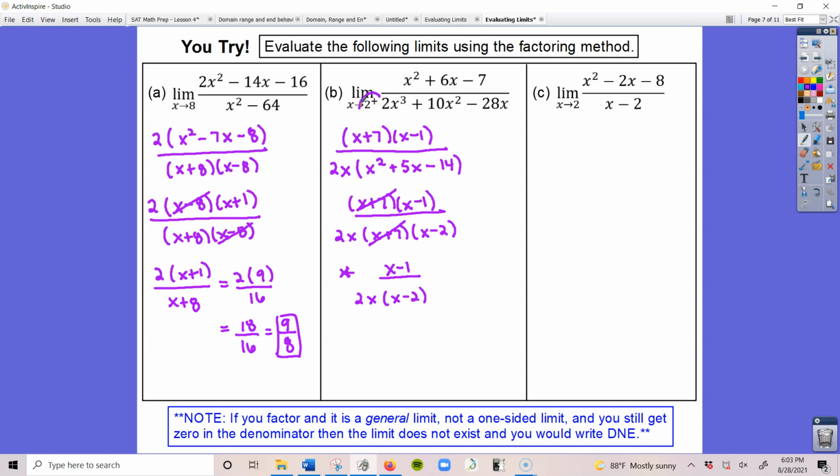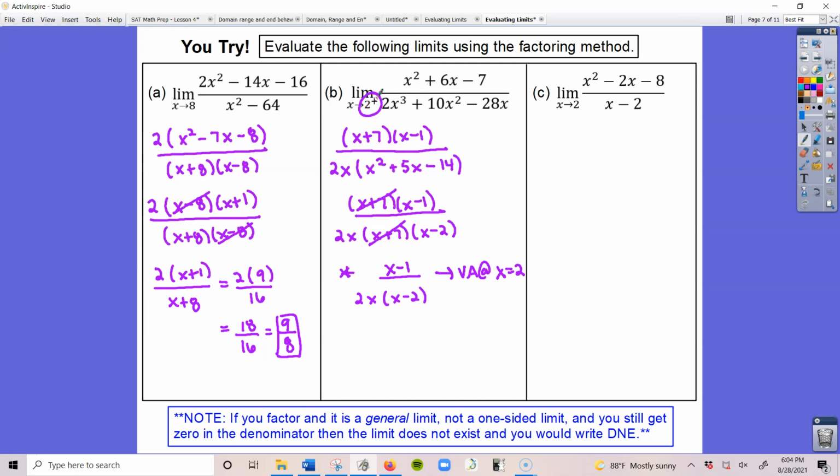If I look at what my limit is approaching, it says 2 from the right. So if it's a one-sided limit, we need to get an answer. One-sided limits will not be DNE or does not exist. At 2, what we have here is a vertical asymptote. So that means that my answer will be some infinity, whether positive or negative.